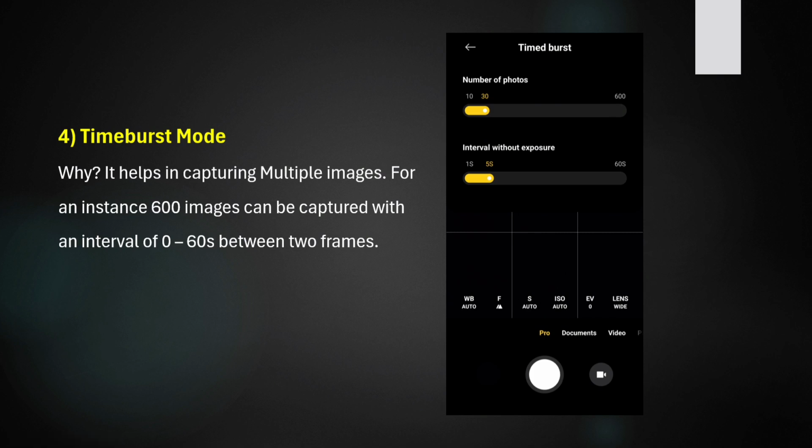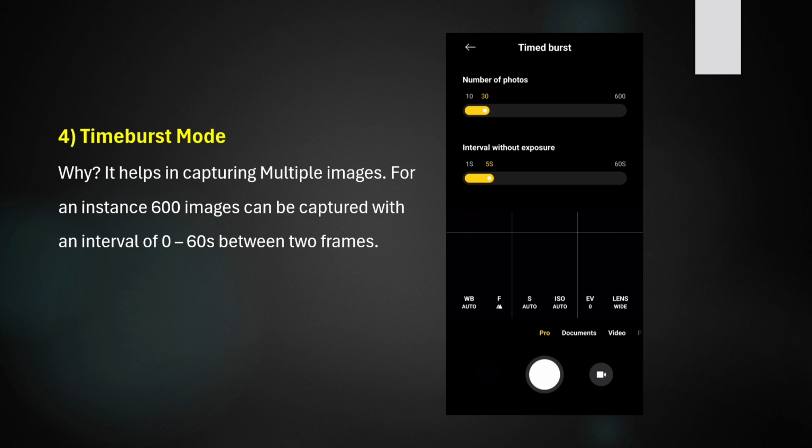Say, for example, if I want to capture 300 images, then I will have to click on the shutter button again and again. I have to tap again and again until I have captured 300 images. With this time burst mode, it becomes easier. If we use time burst mode, then we just have to select the number of images that we want to capture and the interval between two images without exposure. Once it is done, we have to just click on the shutter button once, and the phone will start to capture the images, and it will not stop until it has reached the final image. Okay, so this is how the time burst mode will work. So it is very important.